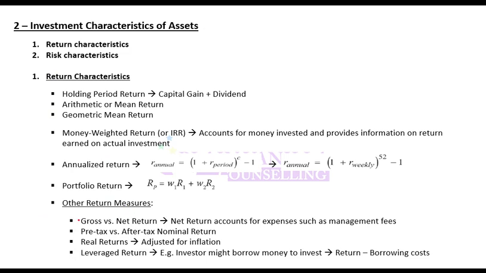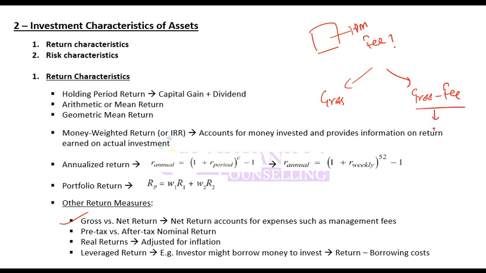Other return measures are again something that we discussed earlier. Gross versus net return: whenever a portfolio is being managed by a portfolio manager, he would be charging some fee. If you are paying a fee, there are two ways in which you can calculate return. You can calculate return before fee, which is gross return, or you can calculate return after fee, that is gross minus fee, which is net return. Pre-tax return is before tax and after-tax return is after paying tax, which you already know.